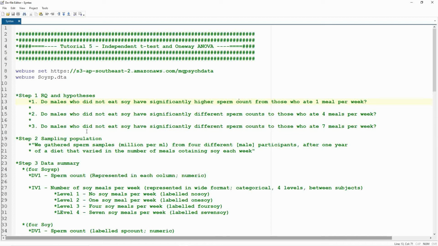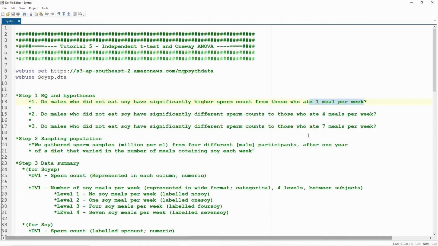So we have 3 different research questions or hypotheses that we're interested in. The first is whether or not males who did not eat any soy at all have significantly higher sperm counts than those who ate 1 meal per week with soy in it? Our second hypothesis or research question is, do males who do not eat any soy have significantly different sperm counts to those who ate 4 meals per week with soy? And then finally, do males who did not eat any soy have significantly different sperm to those who ate 7 meals per week with soy?